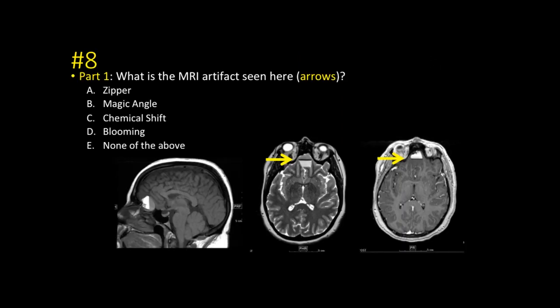Number 8, I think this one's a three-part question. You know the boards like to lock you in with the 2- and 3-part questions. So what is the MRI artifact seen here with the arrows? And you can see there's a midline lesion with a fat fluid level. This is chemical shift artifact. These are spin echo images, so it's probably chemical shift type 1.